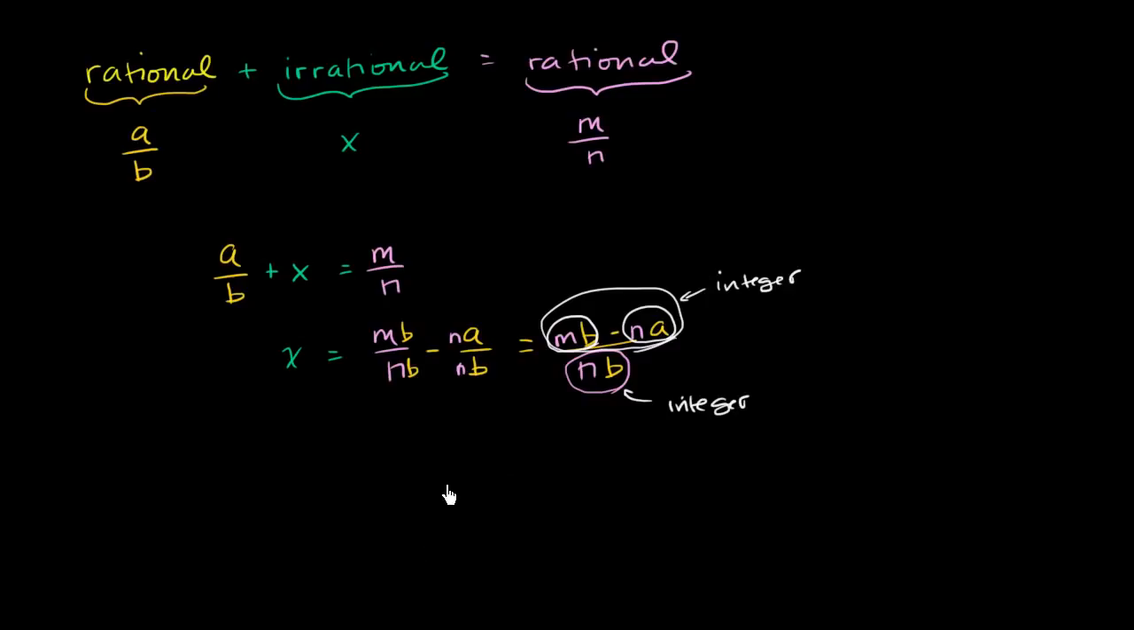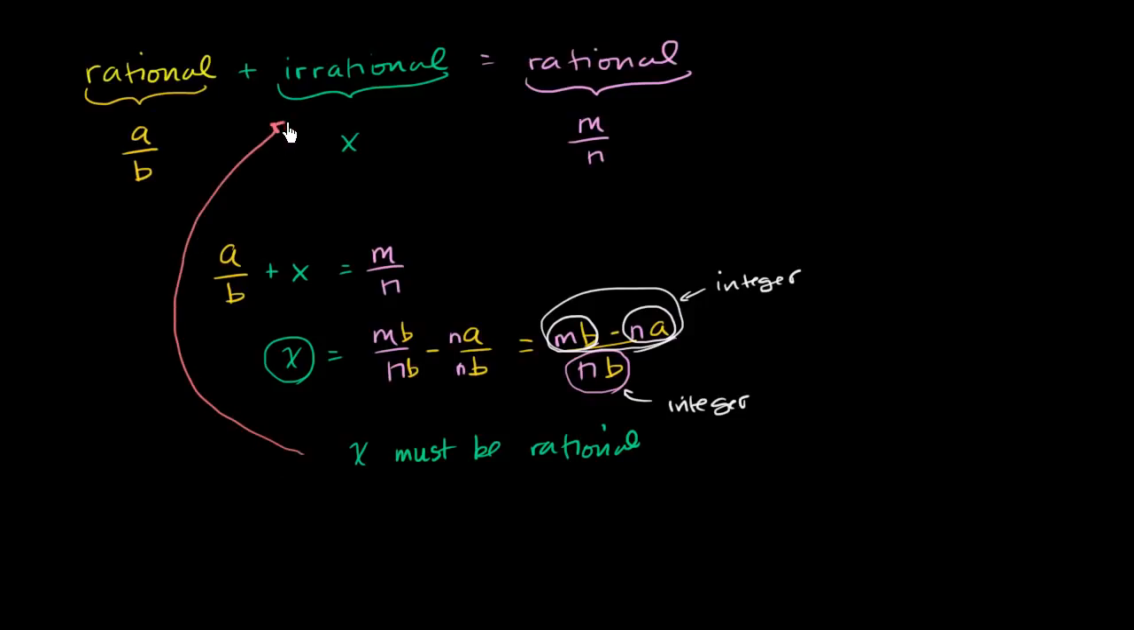So it looks like, assuming that the sum is rational, that all of a sudden we have this contradiction. We're assuming x is irrational, but all of a sudden, because we made that assumption, we're able to represent it as the ratio of two integers. So this tells us that x must be rational. And that is the contradiction. That is a very large contradiction right over there.